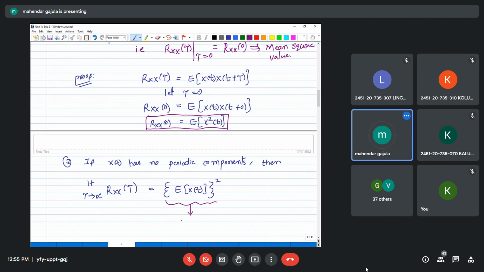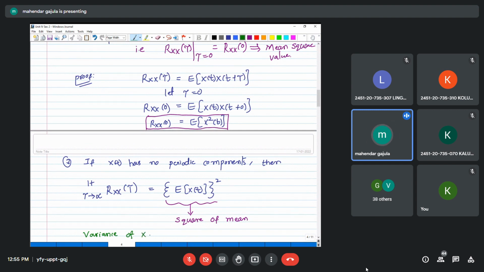What is this? Square of the mean. From the first property, you know the mean square value. So from the second property, you know the square of the mean. Can you find out the variance? Yes, sir.